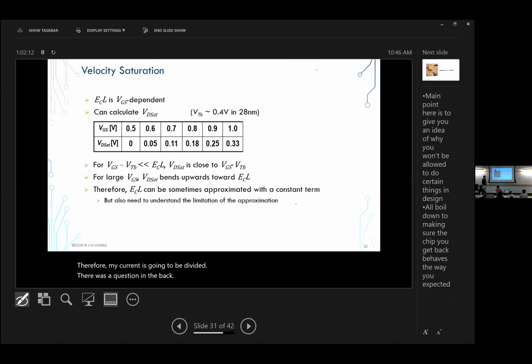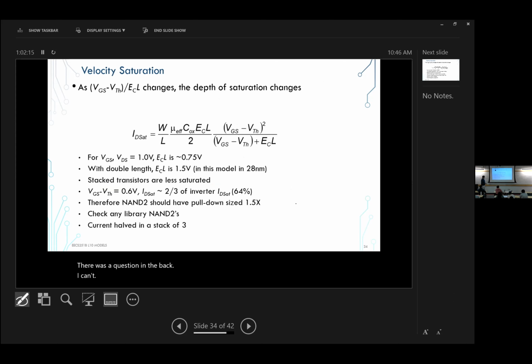Yeah. Okay. All right. So how much does it actually change? You take this equation and punch in the numbers that I put before. If my starting ECL was 0.75, by doubling the length, it's like 1.5. Again, this is not exactly what happens in the device, but the model is going to tell us that. So stacked transistors are less saturated. If I take VGS minus VT, taking this at 1 volt, IVsat is 2/3 of the inverter. If you run SPICE on this, you'll get 64%, pretty close.